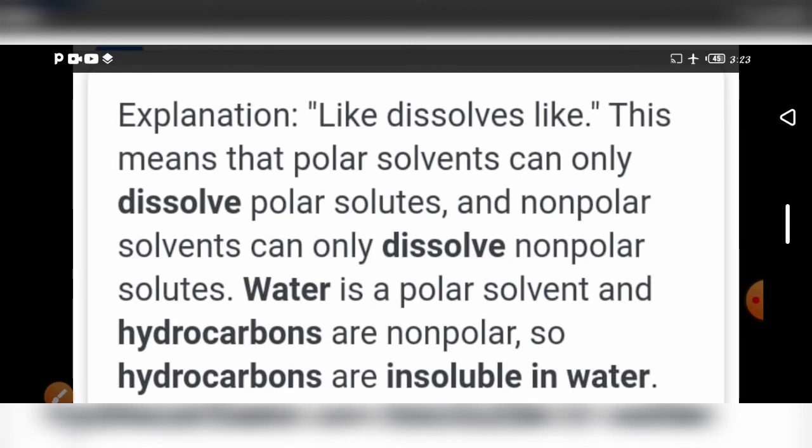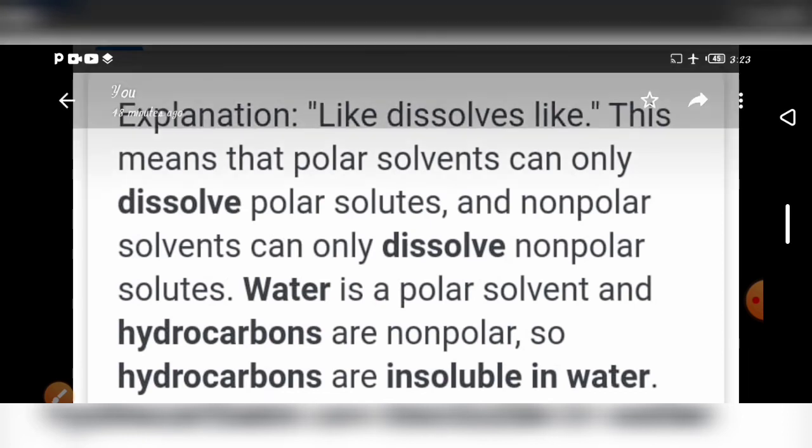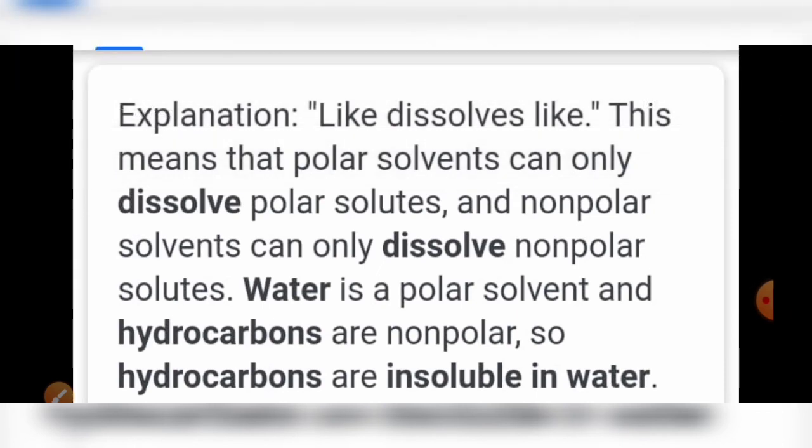Okay, that I will explain. Like dissolves like, this means that a polar solvent can only dissolve a polar solute and a non-polar solute dissolves in a non-polar solvent. Water is polar and hydrocarbons are non-polar. So hydrocarbons are insoluble in water.